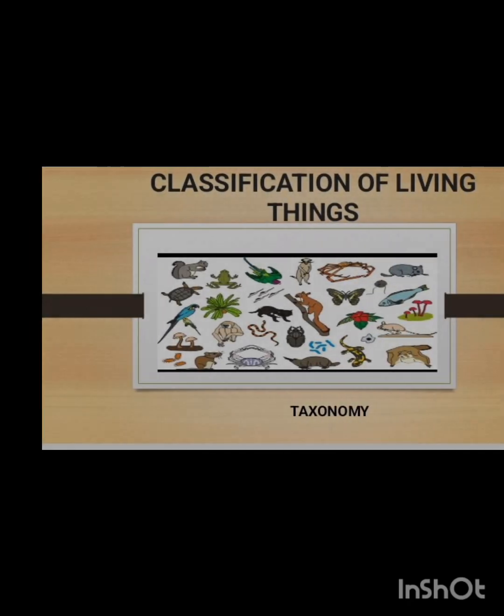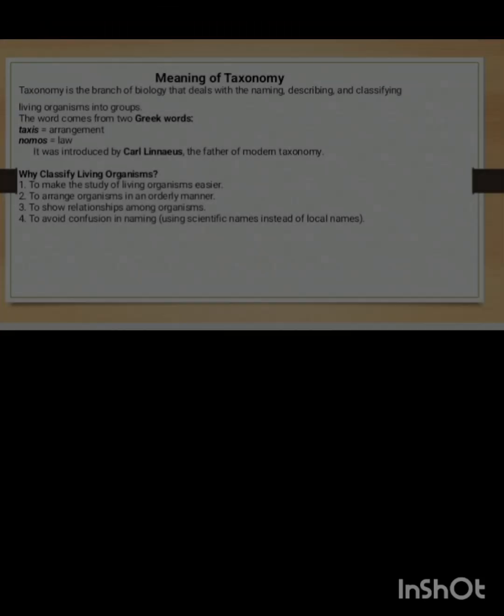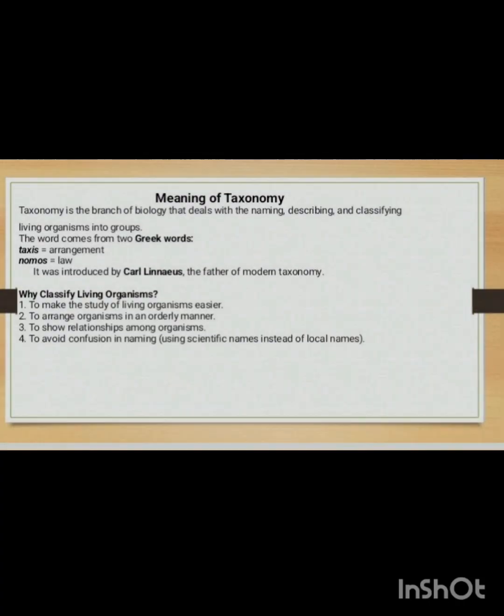Today we'll be looking at classification of living things. We all know living things are things that have life in them. Today we want to look at how living things are being classified. We have lots of living things in our surroundings everywhere. They need to be classified for us to be able to study them. And that leads us to a branch of biology called taxonomy.